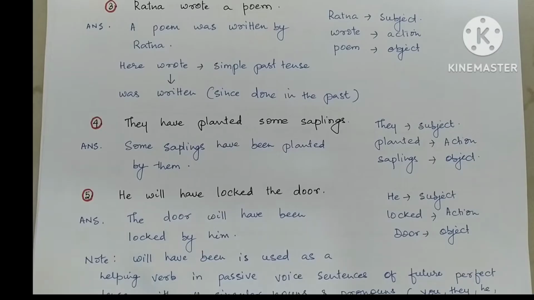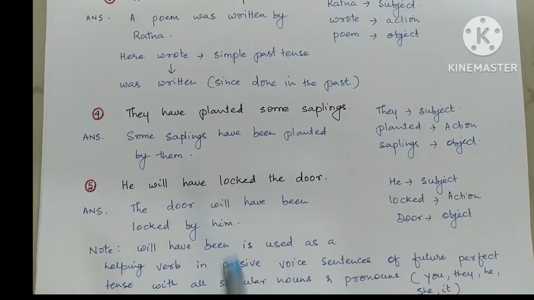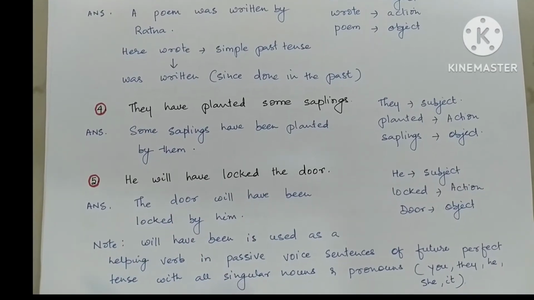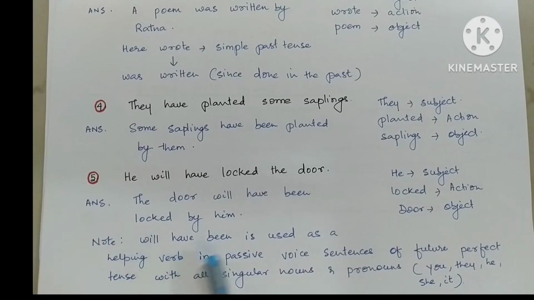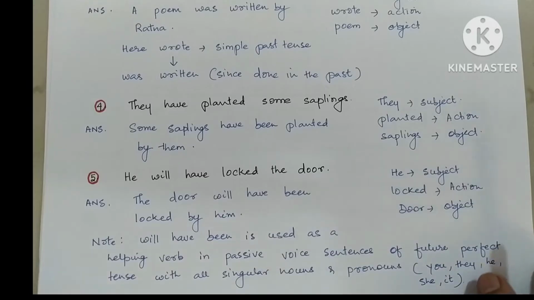Number 5, he will have locked the door. Identify the subject: he. Locked is the action, door is the object. We start the sentence with the object. The door will have been locked by him. Now note, will have been is used as a helping verb in passive voice sentences of future perfect tense. Please remember, for the future perfect tense we use will have been as a helping verb in the passive voice with all nouns and pronouns like you, they, he, she, it. You have to keep this in mind, children.